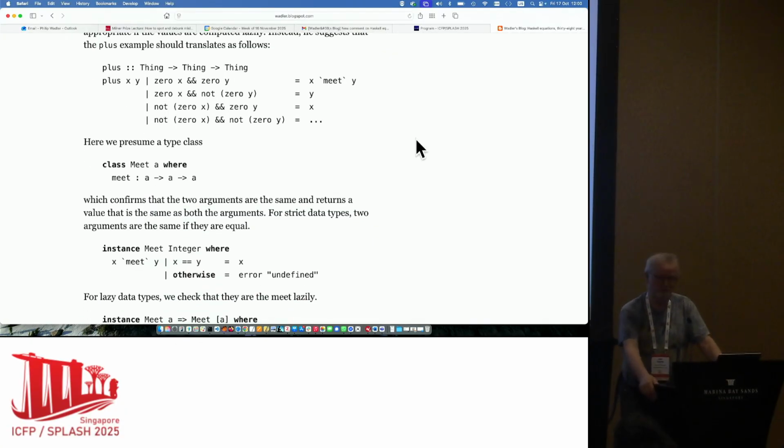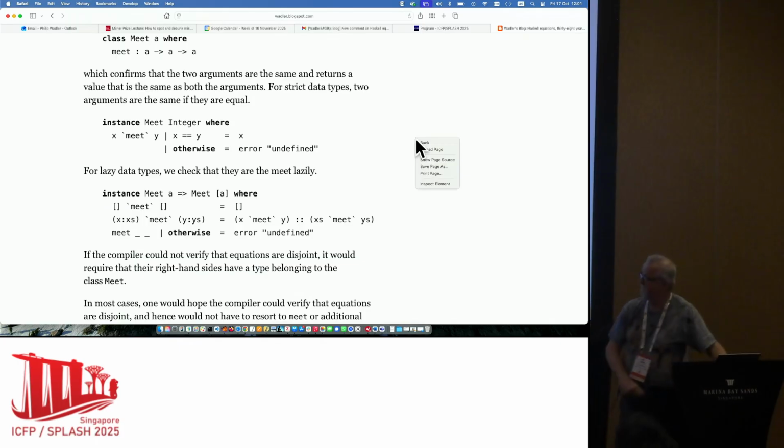Right. So for integers, of course, which are an atomic type, then it's just the integer, if they are equal. So it's essentially the same as equality. Otherwise, it's undefined. But if you had a lazy list, then nil meet nil is nil, but when you have cons, then you can independently take the meet of the heads and the tails, and thus you preserve the lazy behavior of the function.